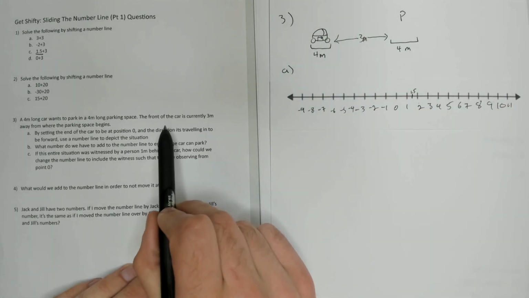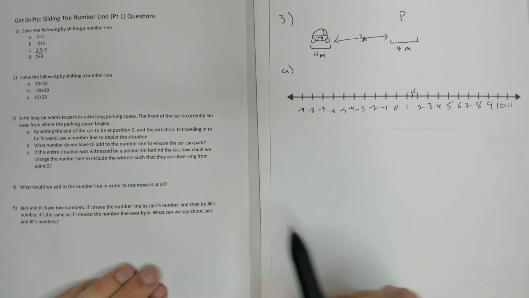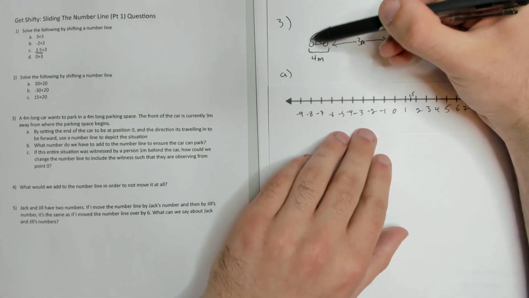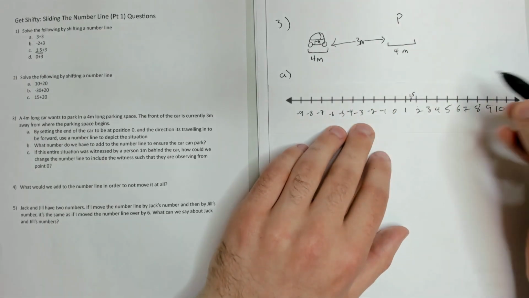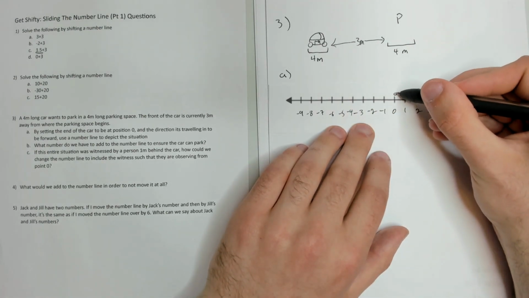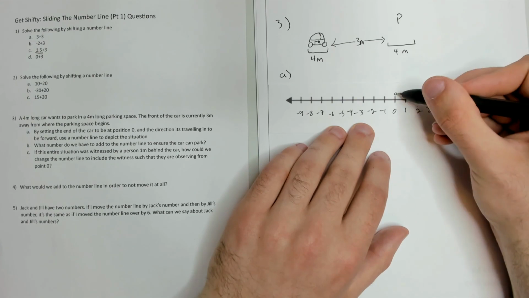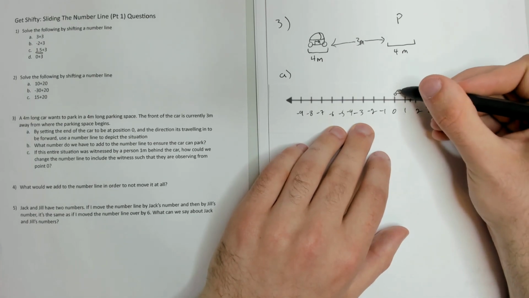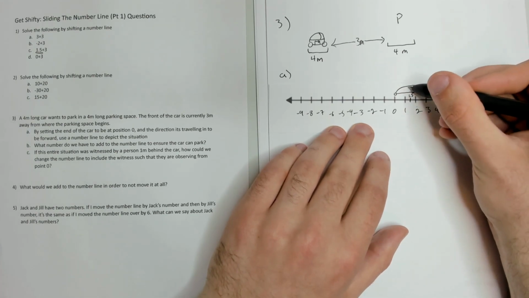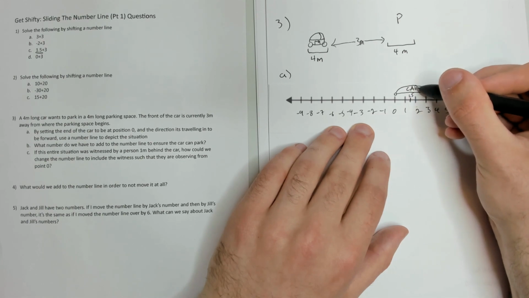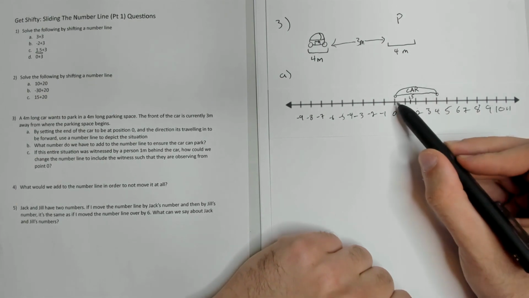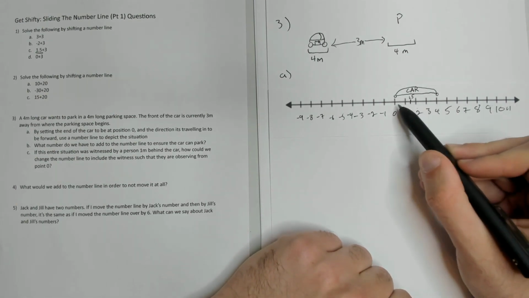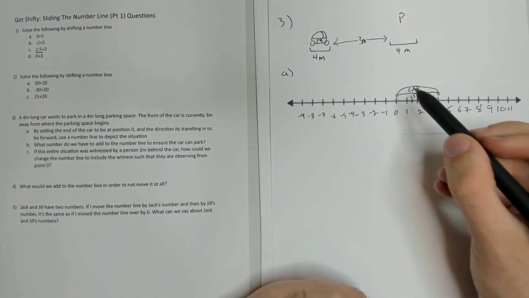Now it wants the end of the car to be at position 0. So that means it wants this back half of the car to start at 0. And remember, the car is 4 meters long. So that means the car is going to occupy this space here. So this is the car. It's a very long car in this kind of drawing, but the car, as we see in this number line, is 4 meters long. All right, and it's starting at 0.